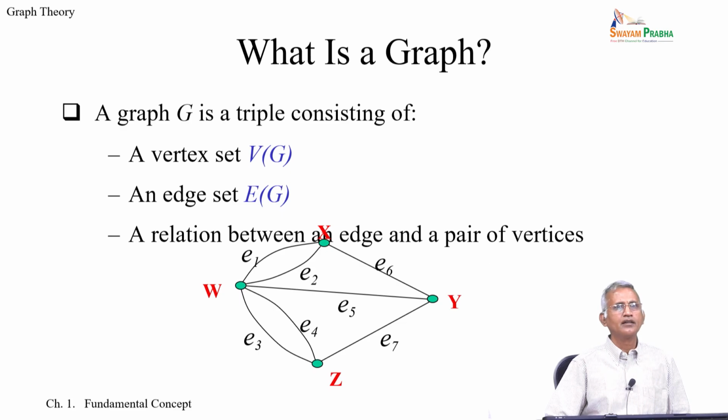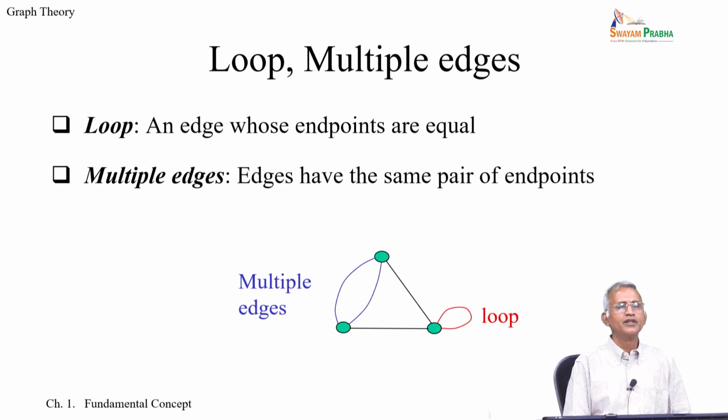Now, what is a graph? A graph is a triple consisting of a vertex set V of G, an edge set E of G, and a relation between an edge and a pair of vertices. So, this is the picture representation of the connection between the vertex set and edge set. Next, loop. A loop is an edge whose endpoints are equal. So, this is a loop, right. Multiple edges mean edges have the same pair of endpoints. So, these are multiple parallel edges.